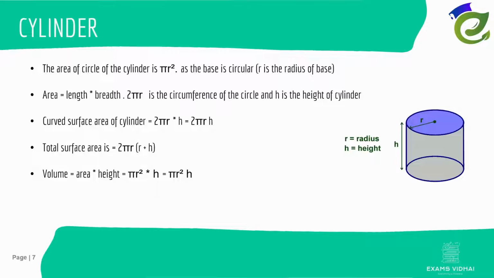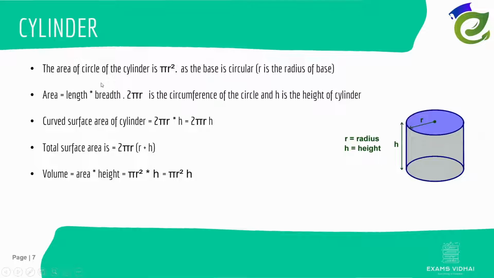Now we will discuss the cylinder. A cylinder is a 3D object which is a piling of circles one by one. As we know, volume is area into height. The area of a circle is pi r square, and the height of the cylinder is h, as we show in the diagram. So our volume becomes area into height, pi r square into h, that is, pi r square h.